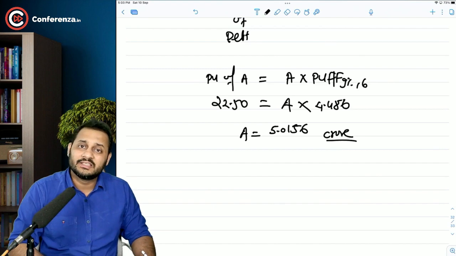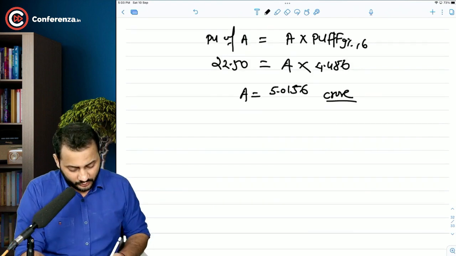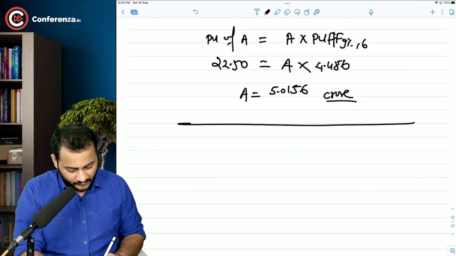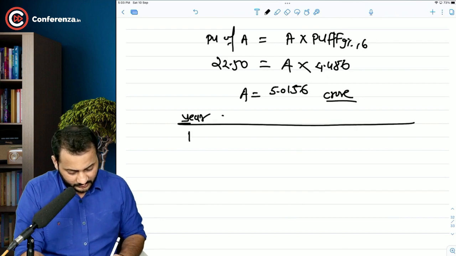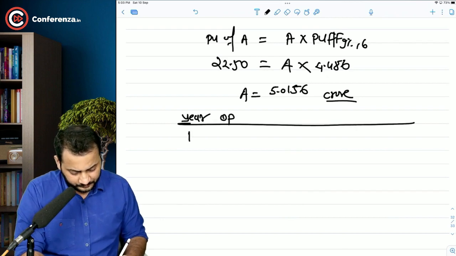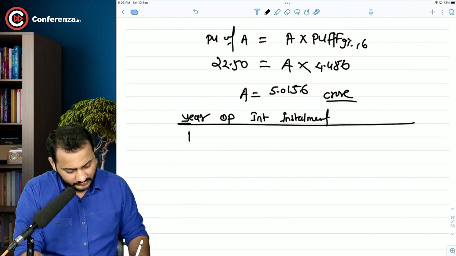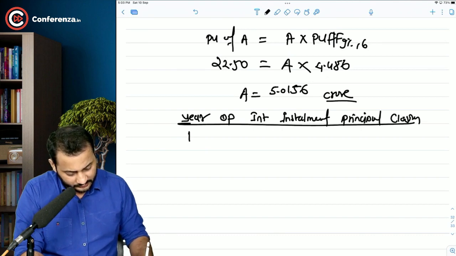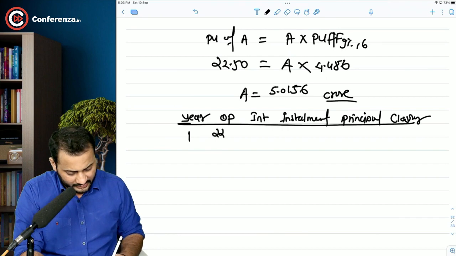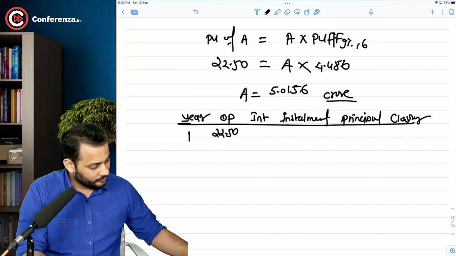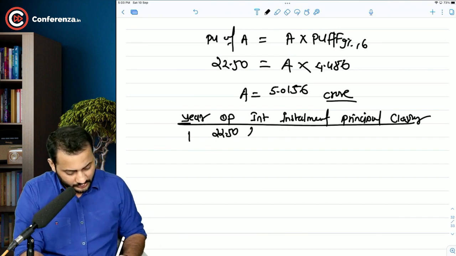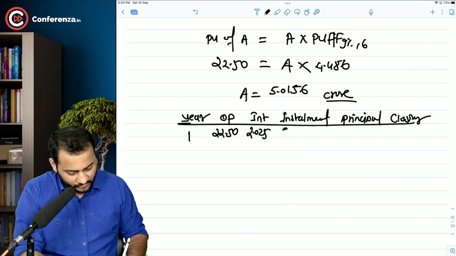Every year you are going to pay this much as the annual installment. This includes principal and interest both. So what are you going to do? You are going to prepare a schedule where you will take year 1 opening balance, interest, installment, and then principal, and then closing balance. Very simple, sir. Opening balance is 22.50. 22.50 into 9% comes to 2.025. The installment that you will pay is 5.0156.